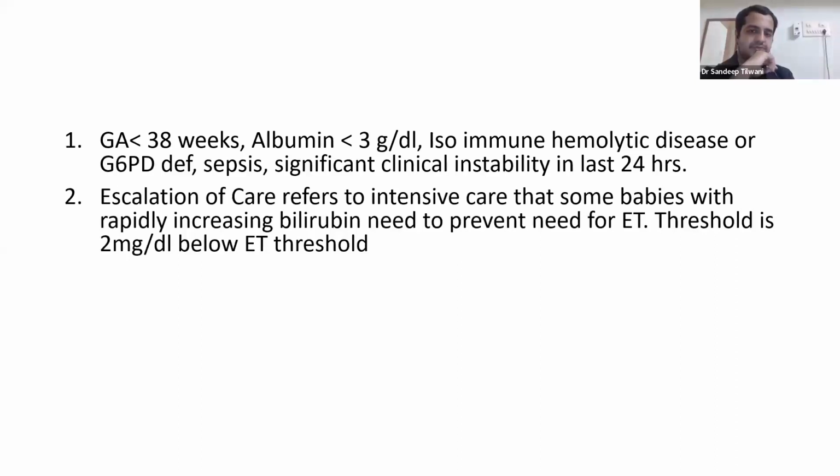Escalation of care actually refers to intensive care that some of the babies who have a rapidly increasing bilirubin would need, so as to prevent an exchange transfusion. And usually the threshold for this escalation of care is serum bilirubin less than 2 milligram per deciliter below the threshold for exchange transfusion at that postnatal age. Okay, so at 96 hours, suppose the cutoff for exchange transfusion is somewhere around 24 or 25, the cutoff for escalation of care would be around 23. So 2 milligram per deciliter below that exchange transfusion threshold.